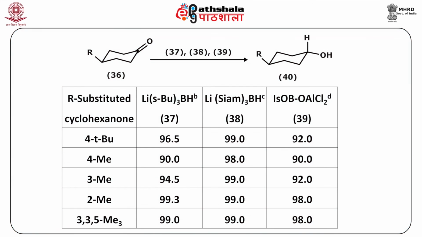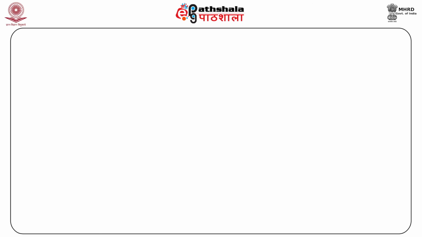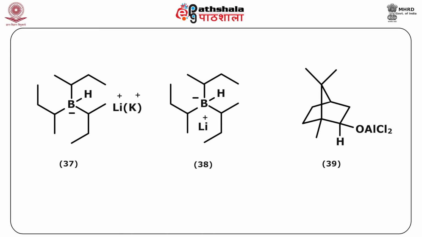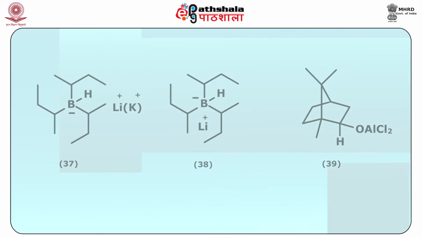A large number of reagents are now available which give highly stereoselective products. The results of reduction of 5-substituted cyclohexanones with just 3 of such reagents are shown here in the table. The stereoselective formation of the axial alcohols, with the different substitutions and reagents, is indicated here in the table. These are the structures of the stereoselective hydride transfer reagents.